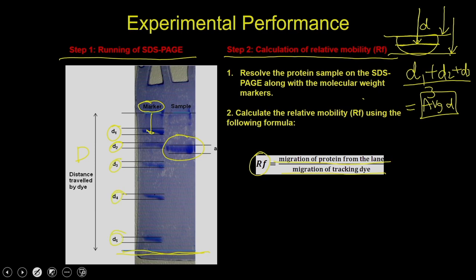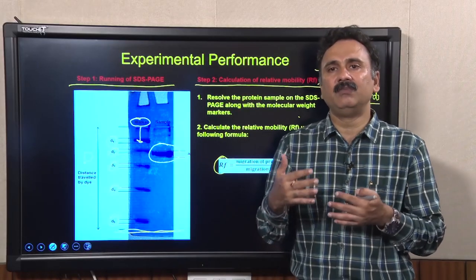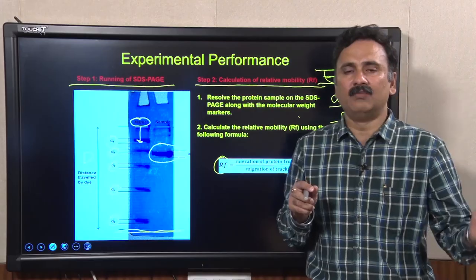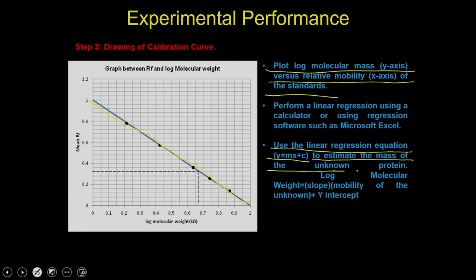you are going to get the RF values of the individual proteins, and then in step 3, you can draw a calibration curve between the RF versus the log molecular weight. Utilizing this, you can plot the log molecular weight on the y axis versus the relative mobility on the x axis of the standard. What you are going to get is a negative curve, and it is going to follow the equation y equal to mx plus c. Using the linear regression equation, you can estimate the mass of the unknown protein.